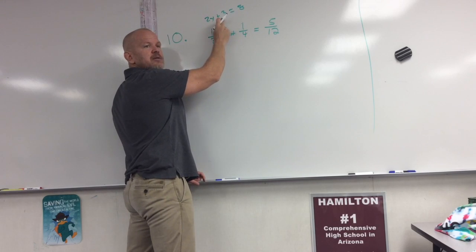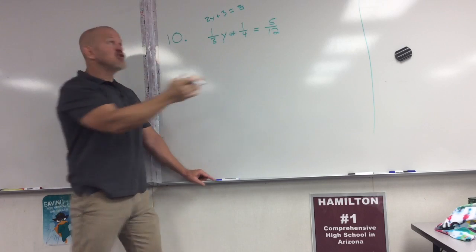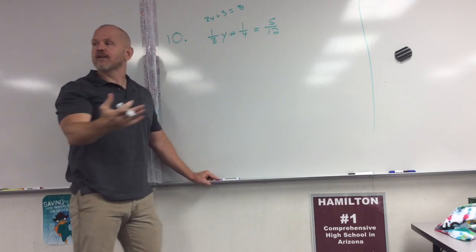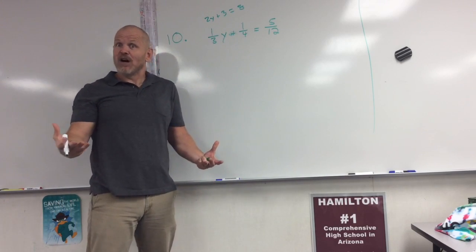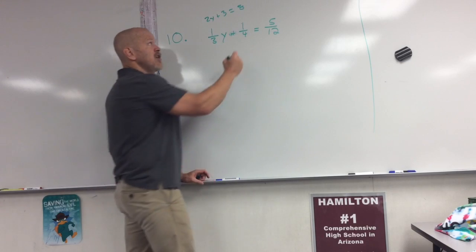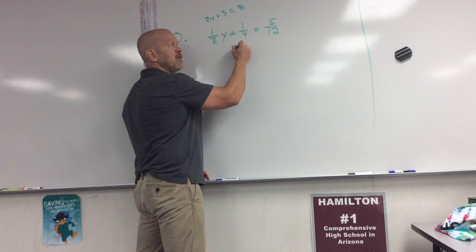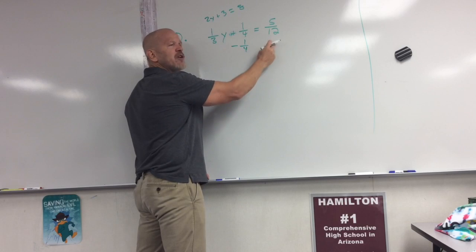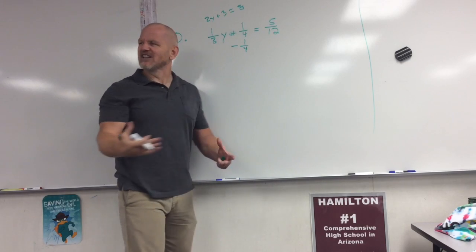Up here, what would I do? I'd subtract 3, right? So down here, what I'm going to do is I'm going to subtract something, but it's kind of confusing if it's been a while. We're subtracting a fraction, right? So what do I subtract from both sides? 1/4. And I'm going to come over here and subtract 1/4, but it's going to look a little different.